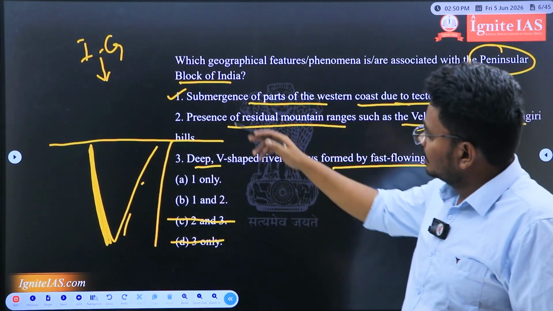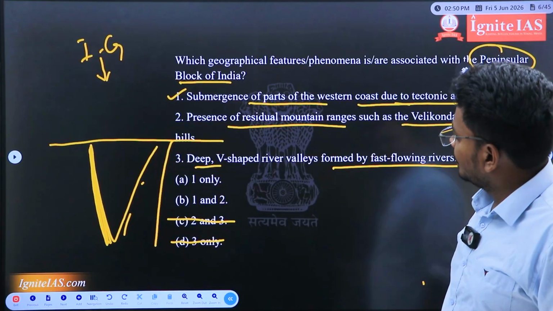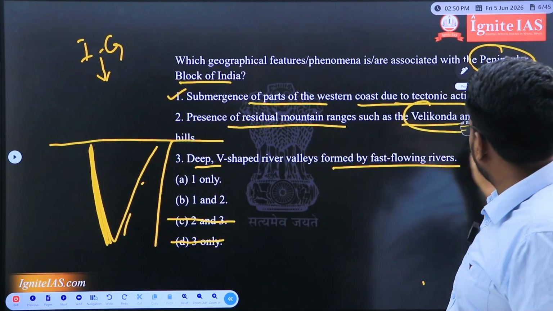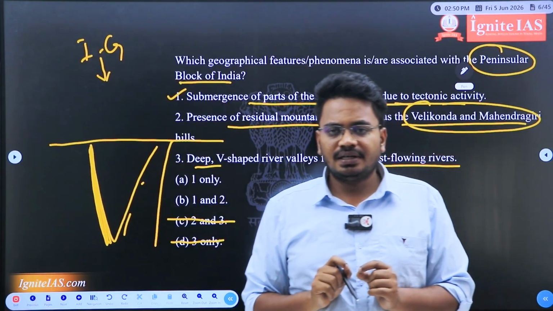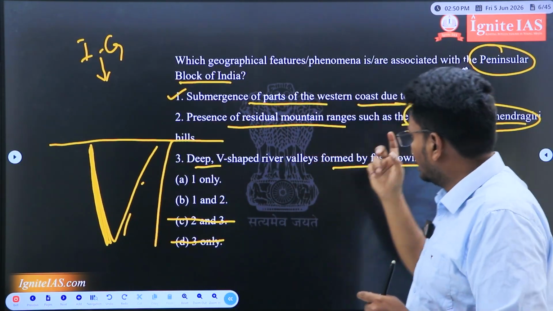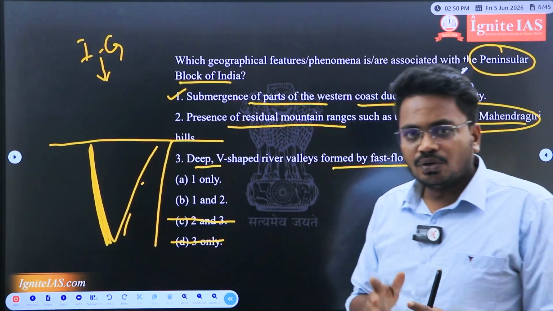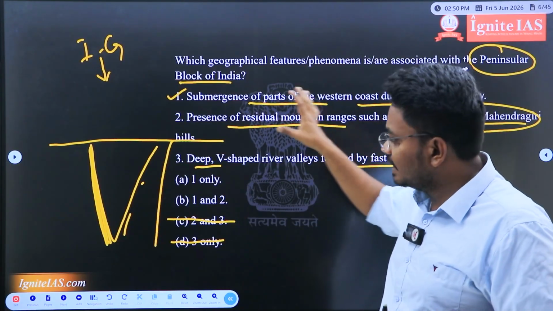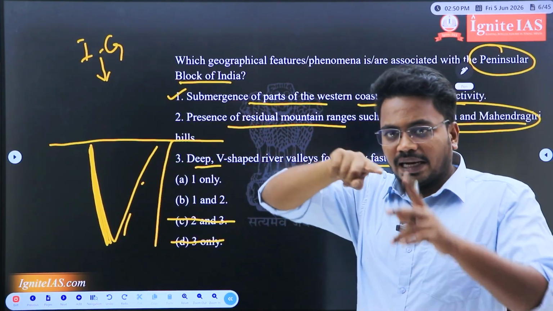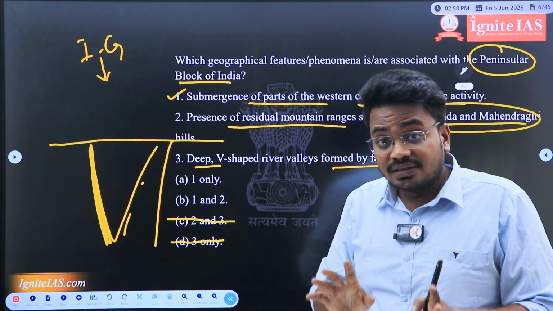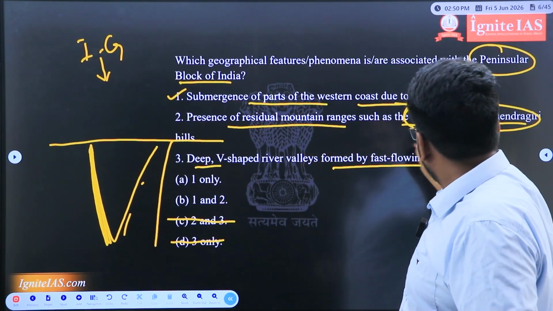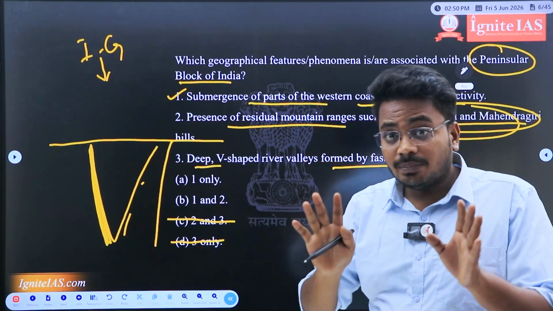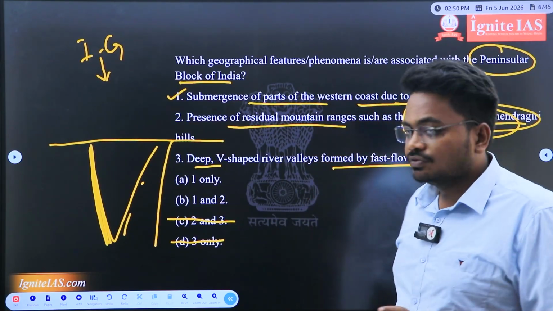Right. Now, second statement. The presence of residual mountain ranges such as Velikonda and Mahendragiri hills. Now, where do we have Velikonda and Mahendragiri hills? Obviously, Velikonda is in AP. Mahendragiri is in Odisha. Right, we know that Mahendragiri and Velikonda hills are part of the entire peninsular block. He is not asking about the eastern side or western side. He is saying that these Velikonda and Mahendragiri hills are present in the peninsular block of India.